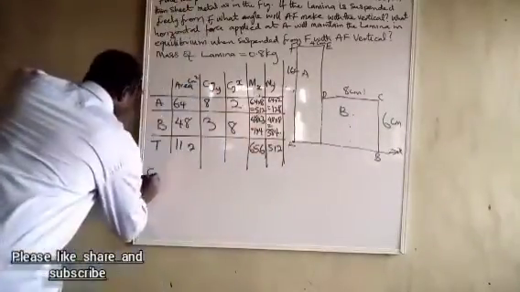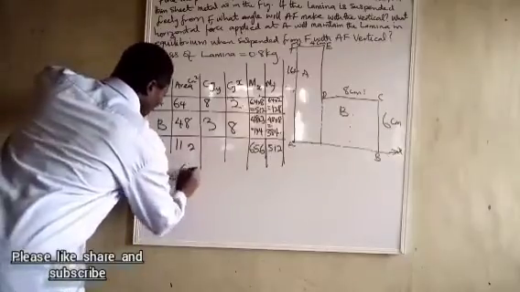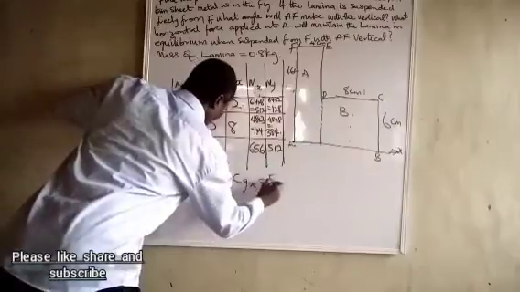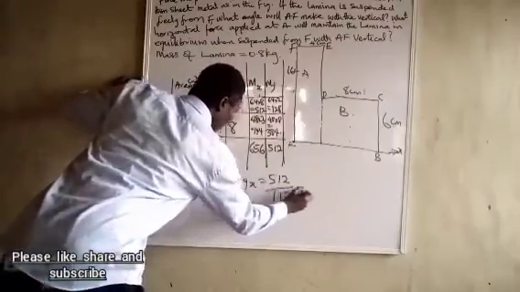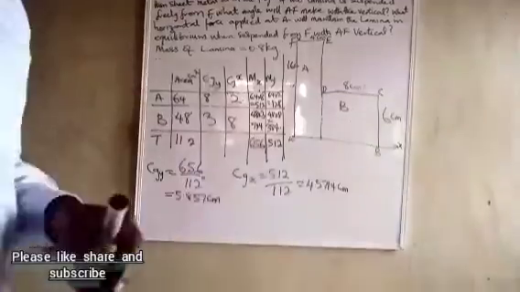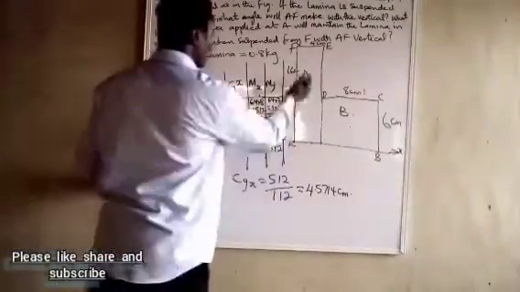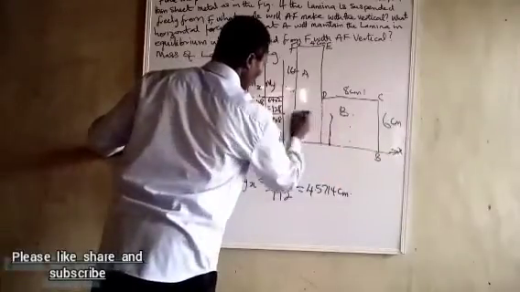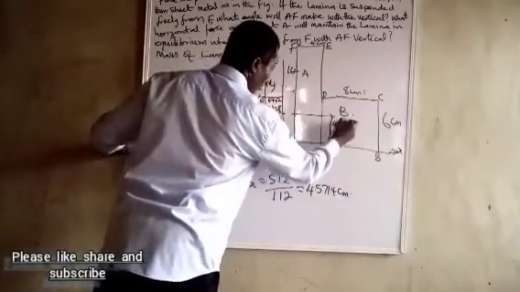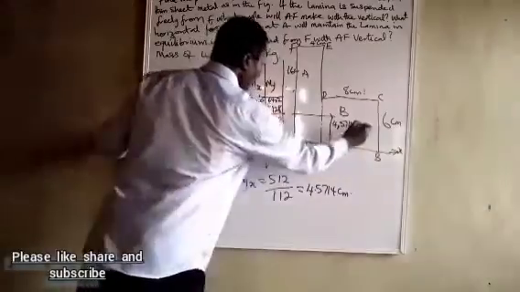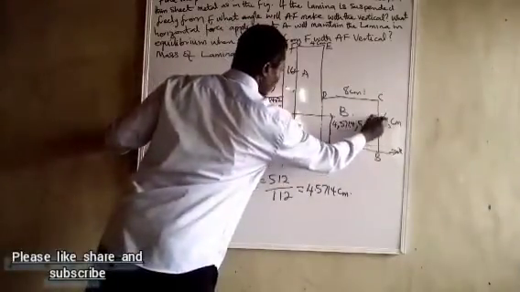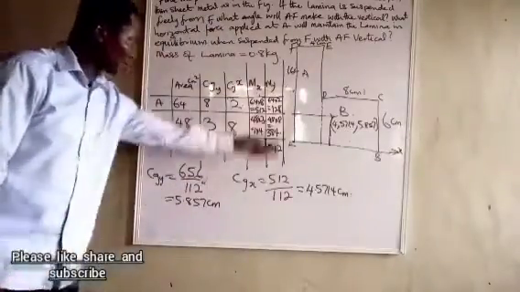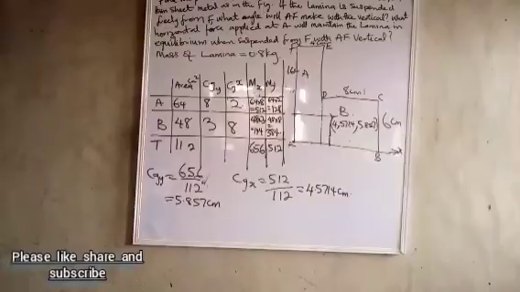So for CG along the y-axis, it will be 656 over 112. And the other CG is equal to 512 over 112. Let's calculate. So along the x-axis, I'm going to get 4.5714. And along the y-axis is 5.857, all in cm. You can see now, about x gives me y, about y gives me x. Now, we were also asked another question.